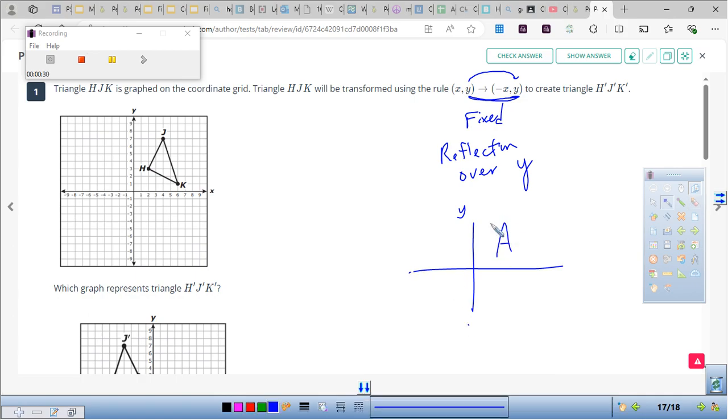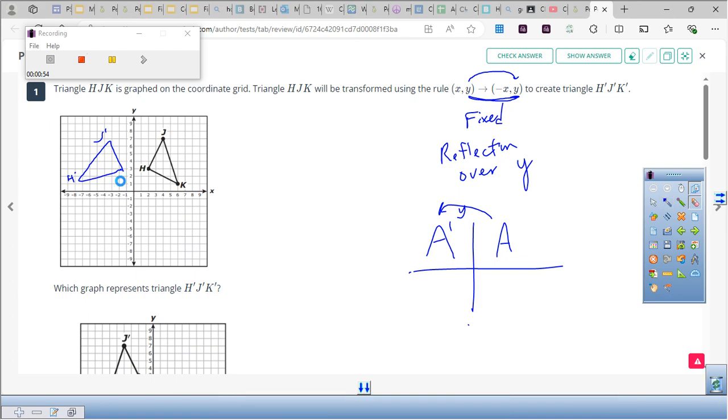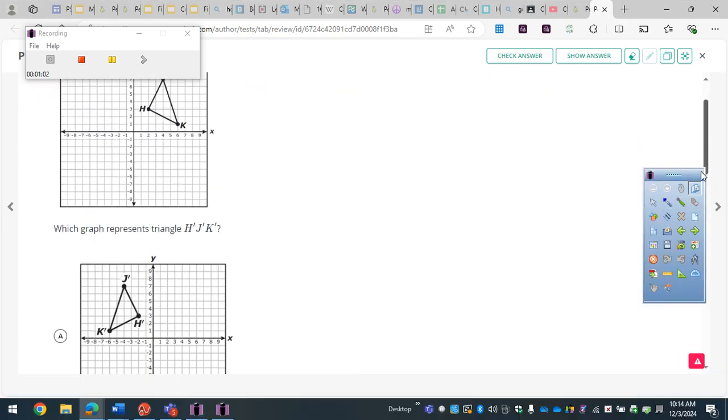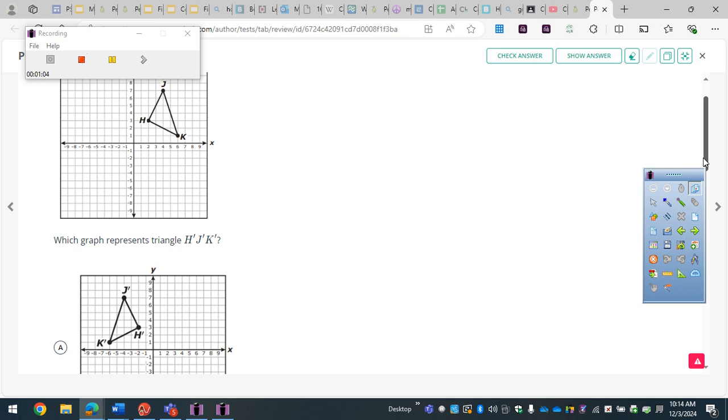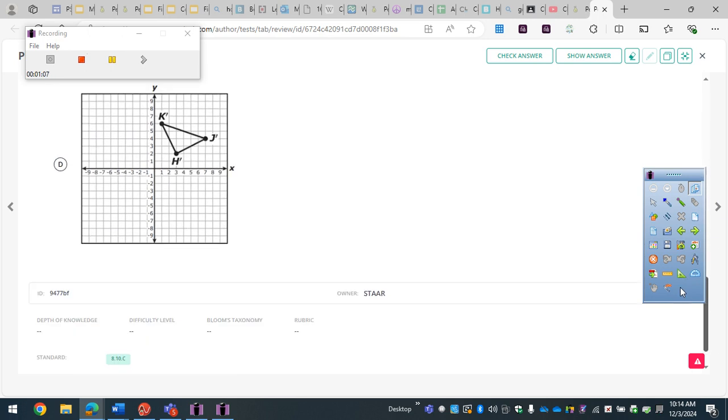If you have an A going over the y-axis, it's going to be like this. Okay? This is the original one here, and I need to have it where it's going to be like that. Okay, so J prime should be here, H prime here, oh my bad, H prime here, and then K prime here. Ooh, I think it's that one. A is the answer. Yep, A is the answer.